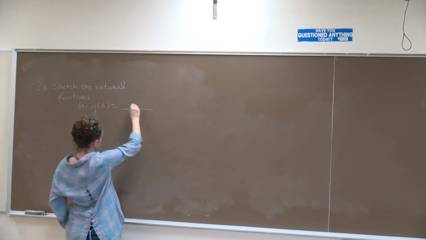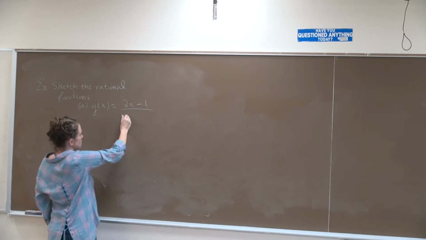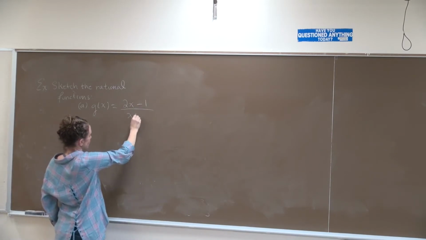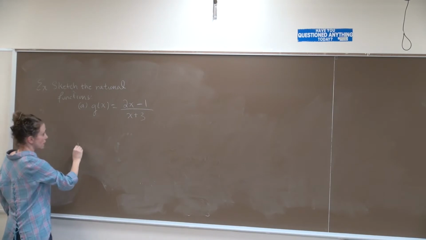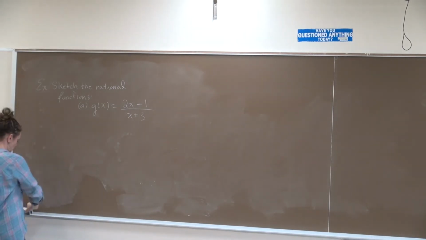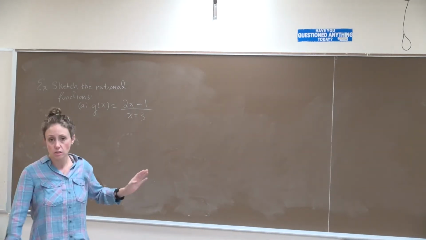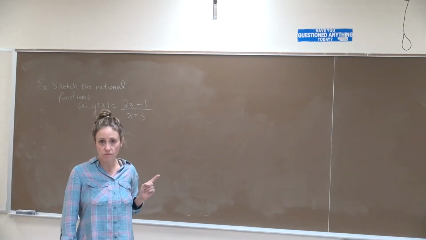The first one's going to be g of x equals 2x minus 1 divided by x plus 3. And we'll start off with that one, and then we'll define the second one. We need all the board space that we can get. All right, so I'm going to follow the 7 steps that we just talked about before, and the first thing we want to do is factor.